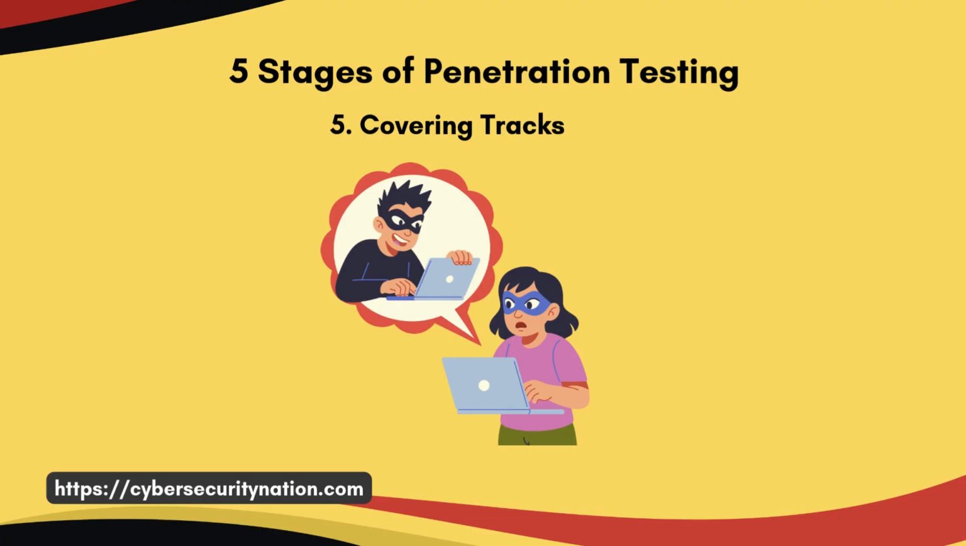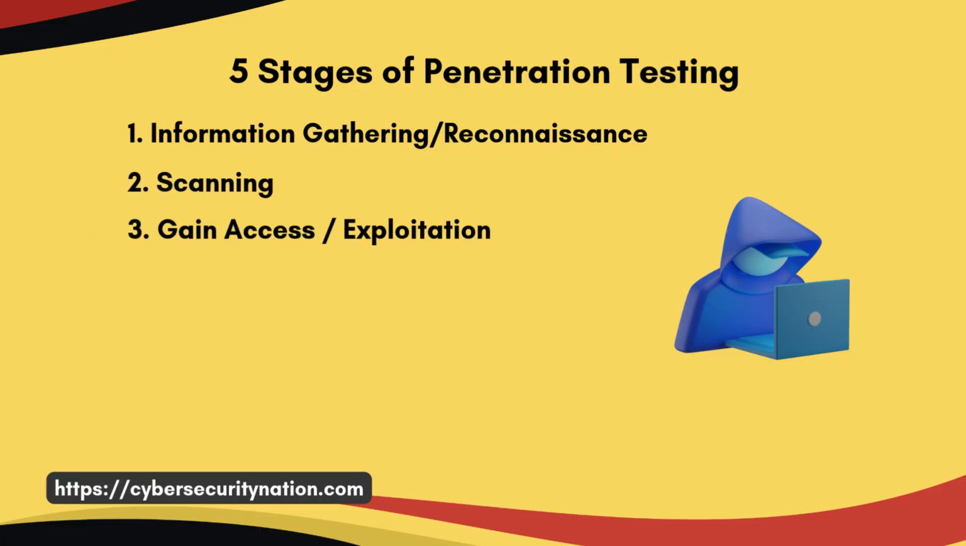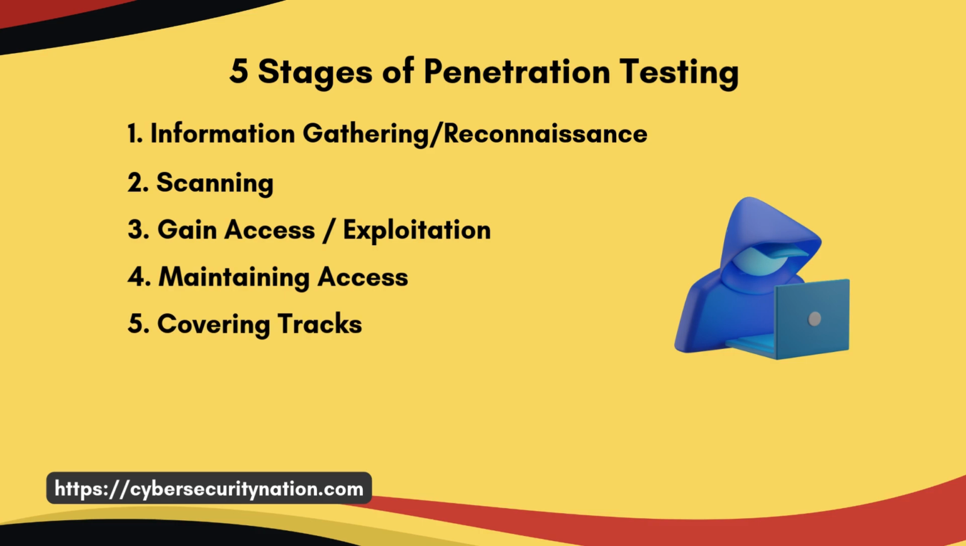And there you have it. 5 core phases of a penetration test: information gathering, scanning, gaining access, maintaining access, and covering tracks. Each phase builds upon the last, providing a comprehensive approach to identifying and demonstrating security weaknesses. Remember, the ultimate goal of a penetration test is not just to find vulnerabilities, but to provide actionable insights to organizations so they can strengthen their defenses and protect their assets.